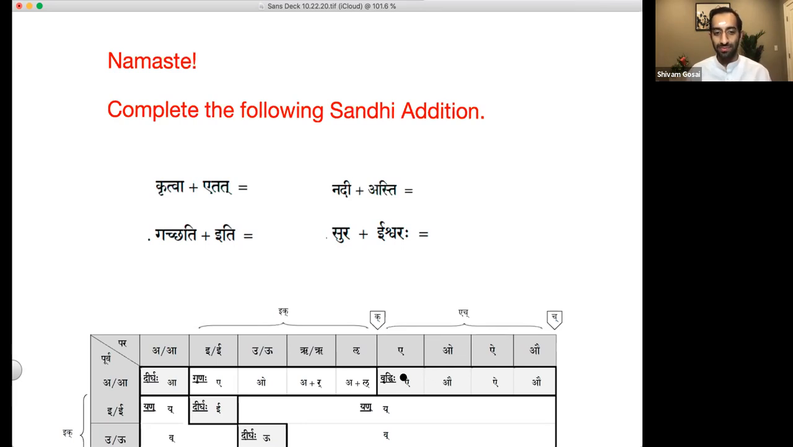Nadi plus asti. Now I don't have akara or avarna on the left side, right? I have ik on the left side. So I have i and then I have a. So now I'm going to have yan sandhi. So i plus a is yakara. So nadyasti. Nadyasti. And then sura plus ishwaraha. Again, I have akara. So it's going to be guna or vriddhi. And then I have i. I is a simple vowel. So that's going to be guna. Guna. So sureshwaraha. A plus i equals e.